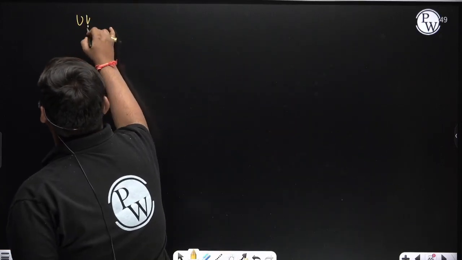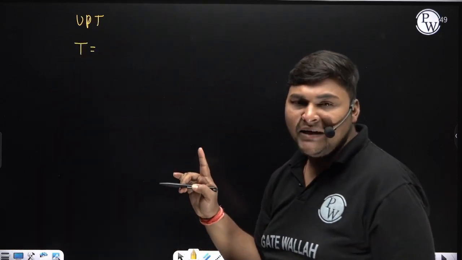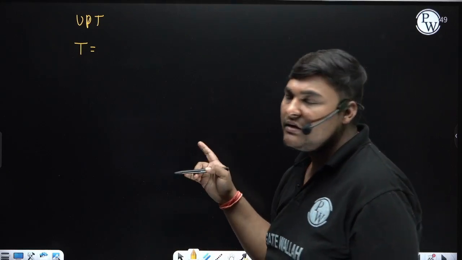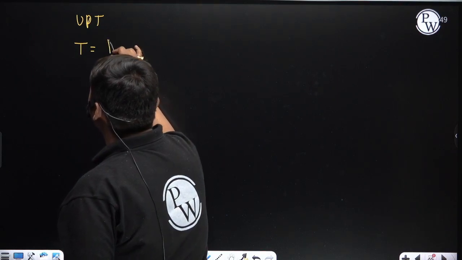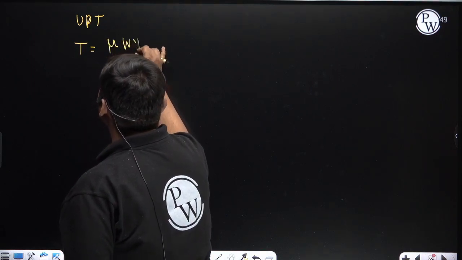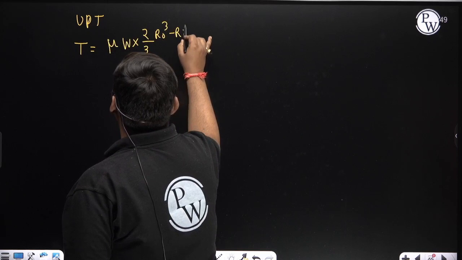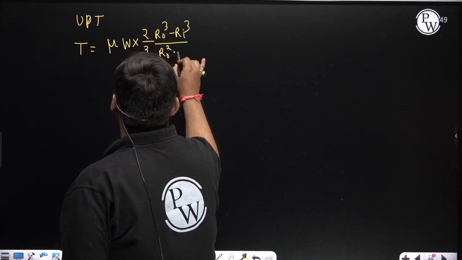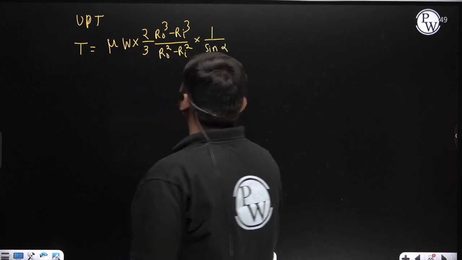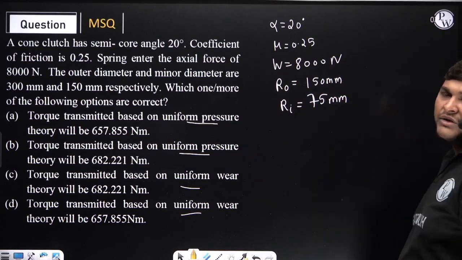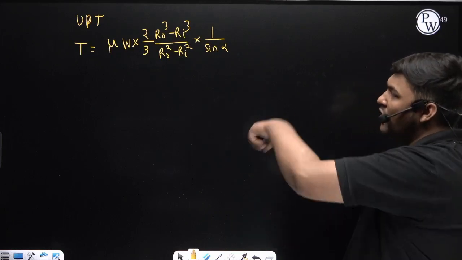Now, what is the expression to calculate torque transmitted by uniform pressure theory? First write the expression of torque transmitted for multi-plate clutch, then multiply that term with 1 upon sin alpha. The expression of torque transmitted by plate clutch for uniform pressure theory is mu W into r_m, and r_m, the mean radius for uniform pressure theory, is 2 by 3 into (r_o cube minus r_a cube) upon (r_o square minus r_a square). Now we multiply this term with 1 upon sin alpha. Here mu, W, r_o, r_a and alpha are all given, so we can calculate the torque.